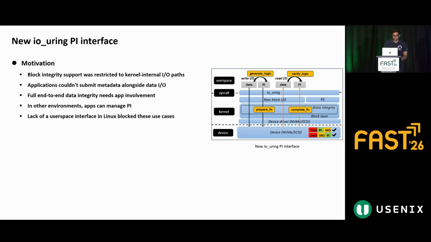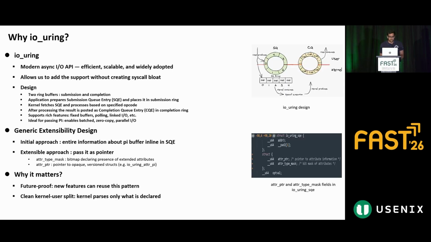Coming to the next contribution, which is the IO-Uring PI interface. The motivation here is that the block integrity support in Linux is restricted to the in-kernel IO paths. Applications that would like to send the PI along with the data cannot do it. And if we want to achieve full end-to-end data integrity, then we need the application involvement too. So we decided to implement this interface using IO-Uring.